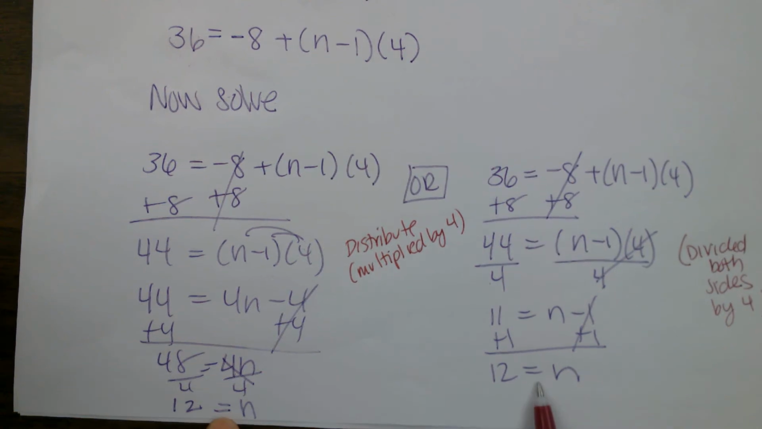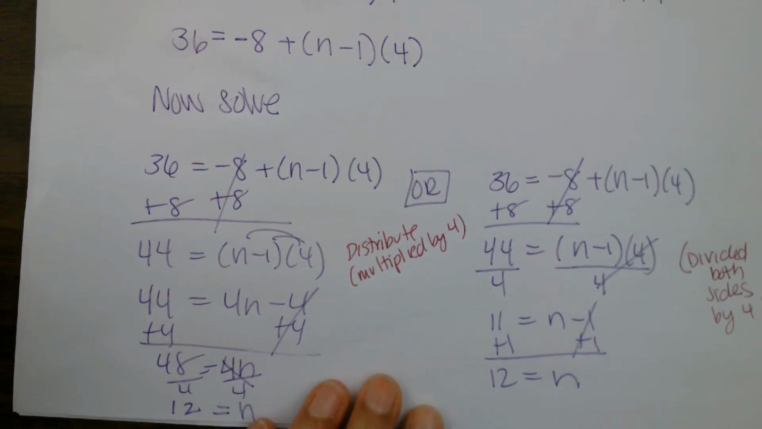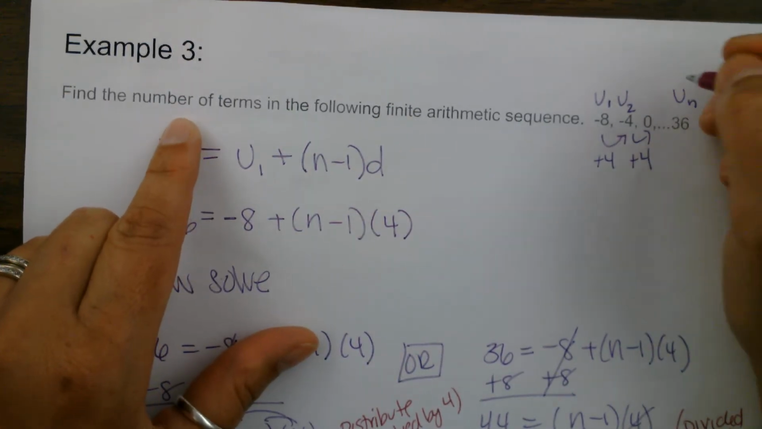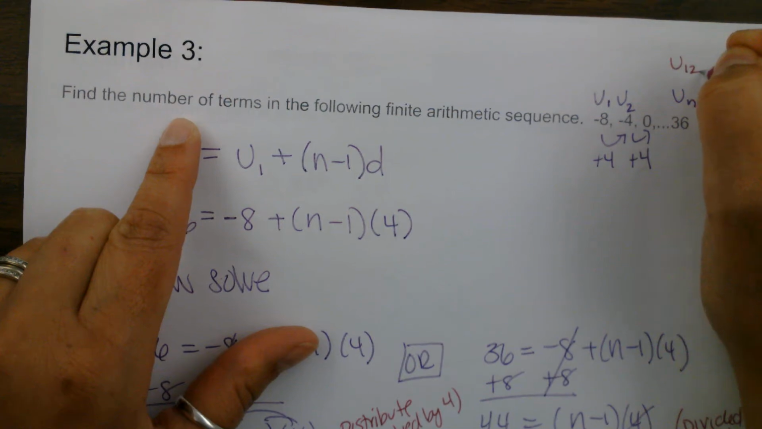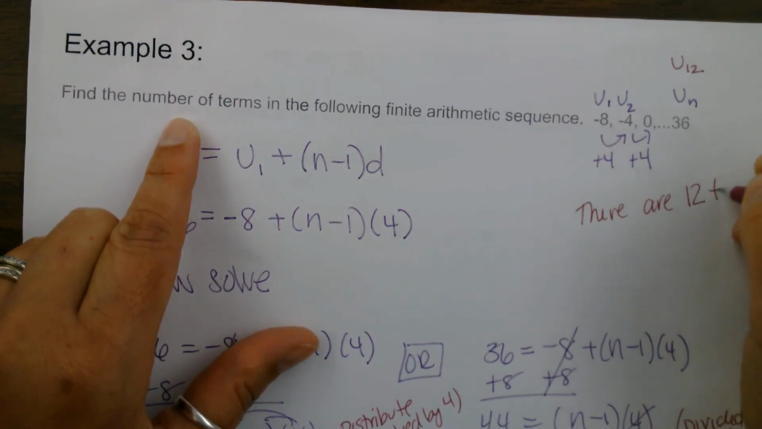Did I get the same number? Yes. Can we answer the question? Yes. And the answer to the question is, well, how many terms? So this is u sub 12. So there are 12 terms.